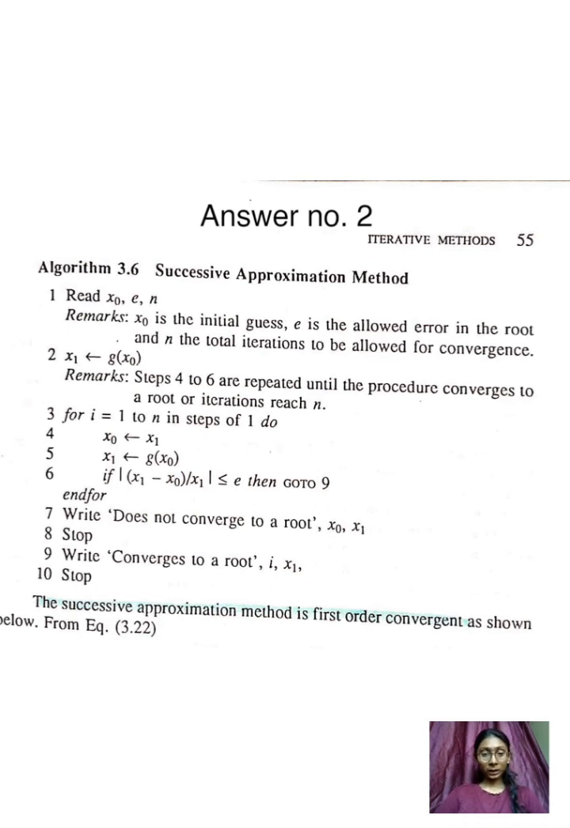In step third we initialize i equal to 1 and iterate a loop till n in steps of 1. In the fourth step, we initialize the value of x0 as x1, and in the fifth step, we initialize the value of x1 as g of x0. If the absolute value of x1 minus x0 divided by x1 is less than the error, then we go to the ninth step, which is: write converges, root is x1. Or if this condition is not satisfied, then at the end we write: does not converge, root x0 and x1.